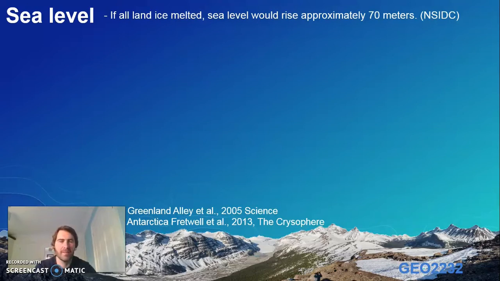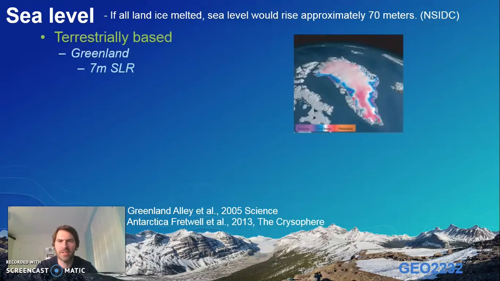So let's recap the sea level potential of the ice sheets and the ice masses on Earth. At the top of the page is a quote from the National Snow and Ice Data Centre, that if all the land ice melted, sea level would rise by approximately 70 metres. So that's the total sea level potential of the cryosphere.